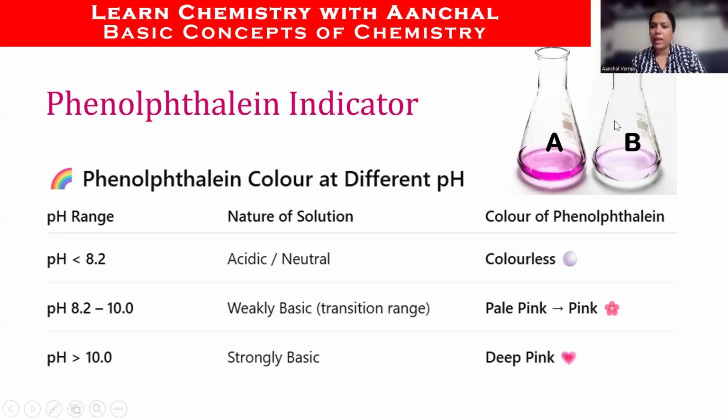Now you tell me, A or B, which one is basic? Write the answer in the comment section. Okay. So strongly basic, you'll have dark pink color. Weakly basic, you have pink coloration. And acidic, you have basically a colorless solution. So which one is more basic, A or B? Write it in the comment section.